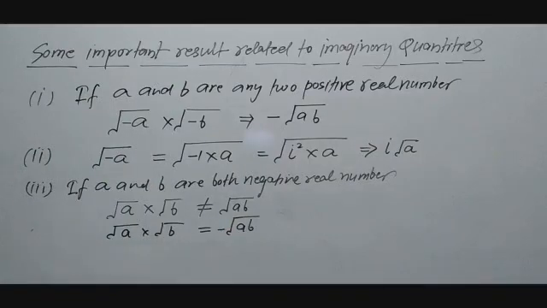So now these are the properties, or some important results, related to imaginary quantities. So what are imaginary quantities? The square root of a negative real number is known as an imaginary quantity. You have seen examples. Now I have come to the point, some important results related to imaginary quantities.